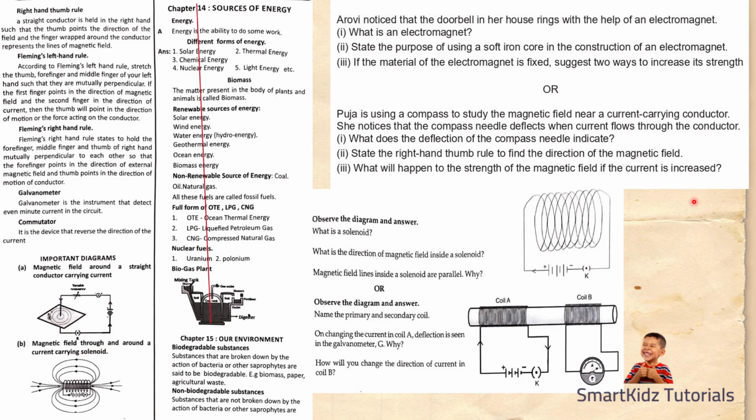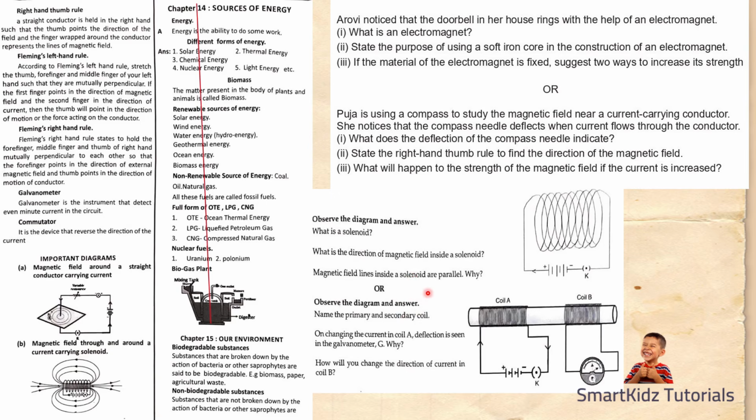In this, we are told to observe the diagram. What is a solenoid? It's a long cylindrical coil of many turns of insulated wire. What is the direction of the magnetic field inside a solenoid? From south pole to north pole. Inside it is south pole to north pole. Outside it is north pole to south pole.